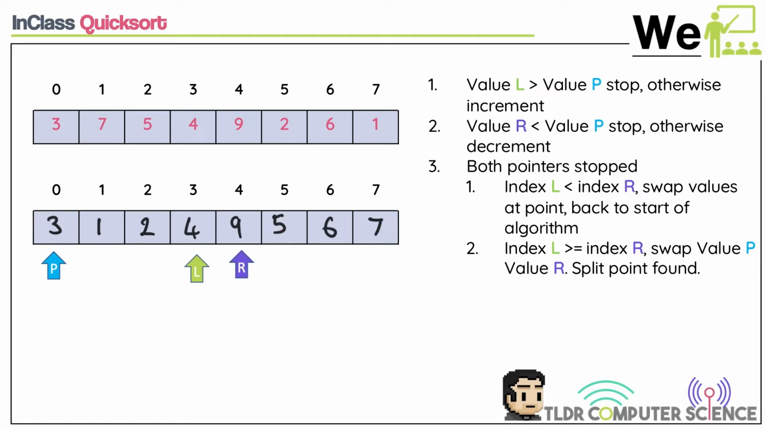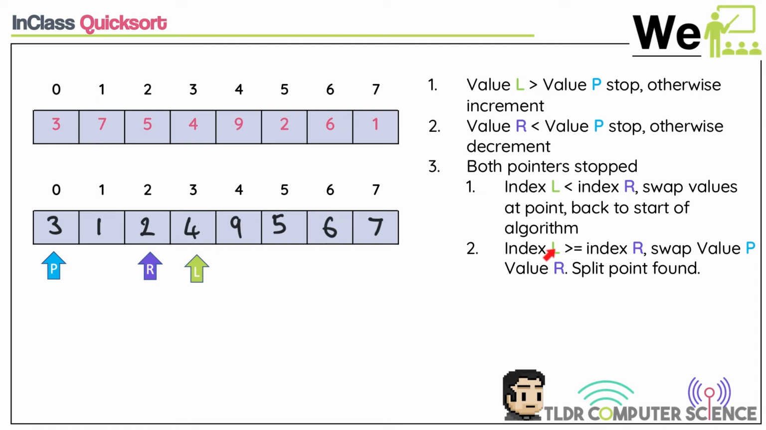Is 9 less than 3? So we decrement. And now you see they're on top of each other, the two pointers. Is 4 less than 3? We decrement again. Is 2 less than 3? Yes, it is. So we stop. Is index L 3 less than index R, 2? Is 3 less than 2? No, it isn't. So something different is going to happen this time.